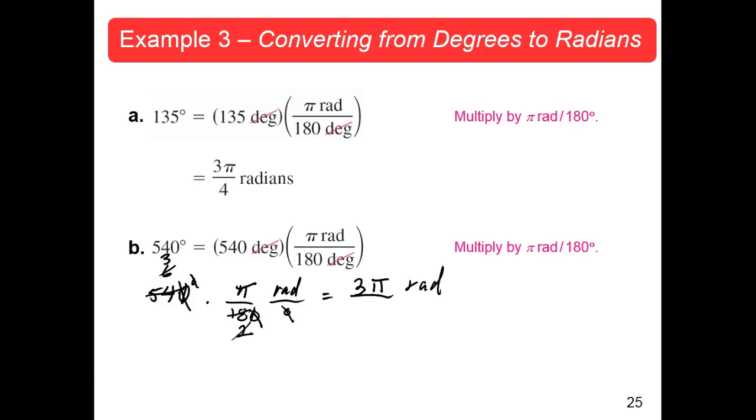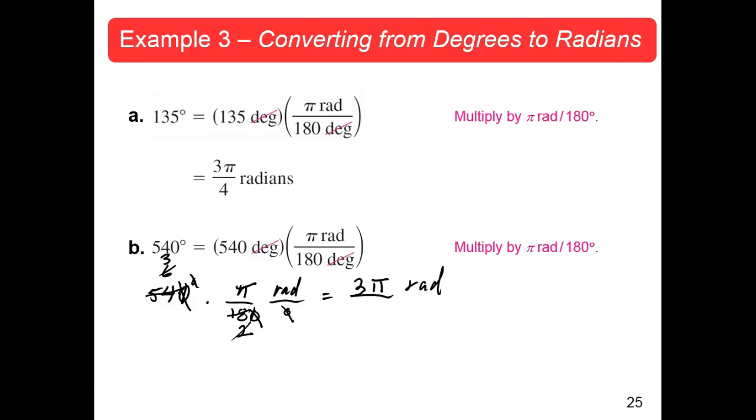Is that right? So 1 pi would be 180 degrees. 2 pi would be 360. Add another 180 to 360. Sure enough, you get 540. 3 pi radians. Make sense?